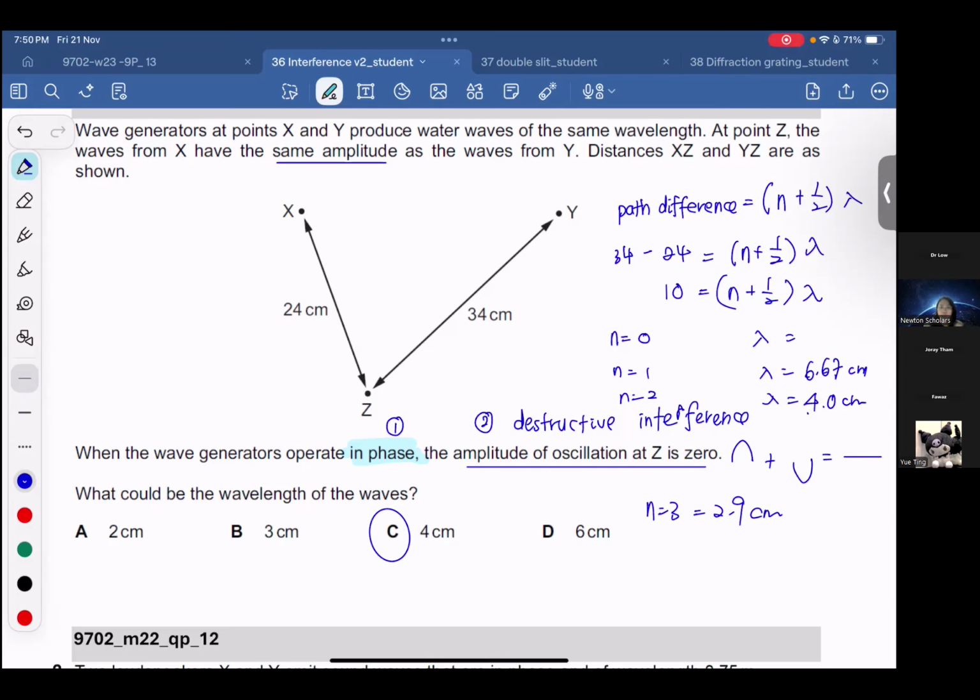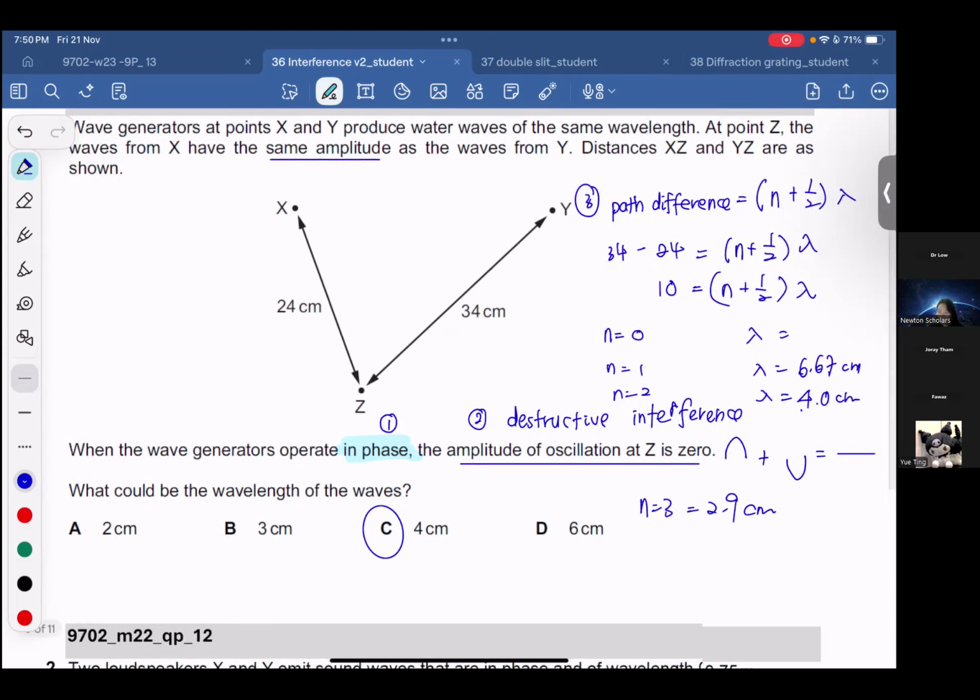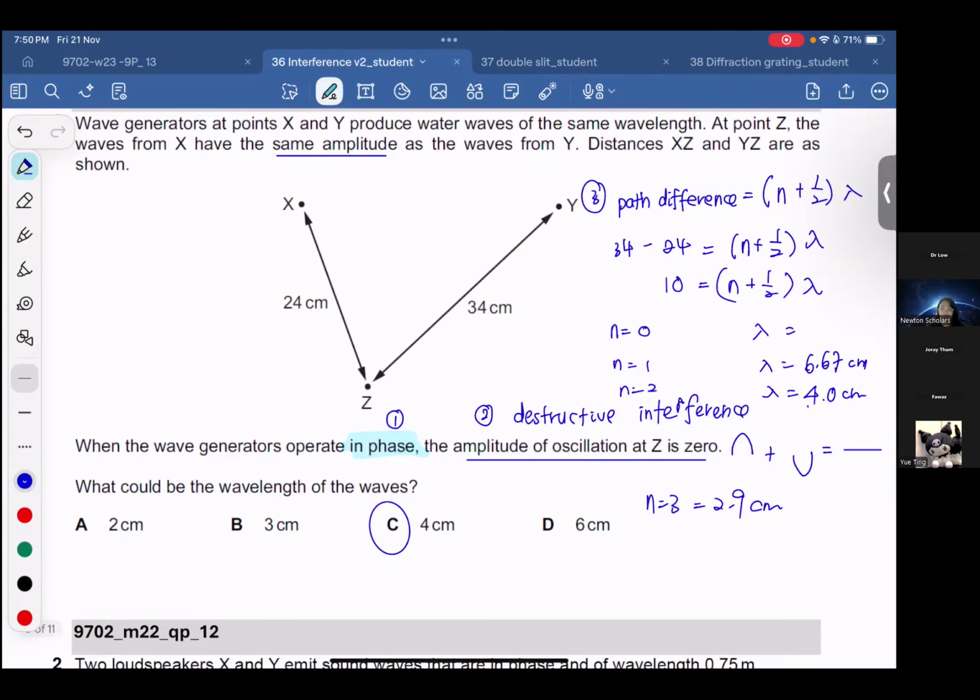So, do you get the idea or not? First step, you determine whether the wave generators produce waves starting in phase or out of phase. Second, determine whether it is constructive or destructive interference. Third, what formula you use: half or whole number wavelength. Okay? If no question, we go to question number 2. Is it okay?